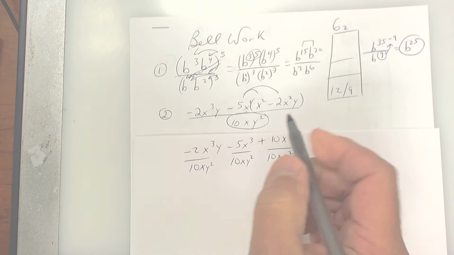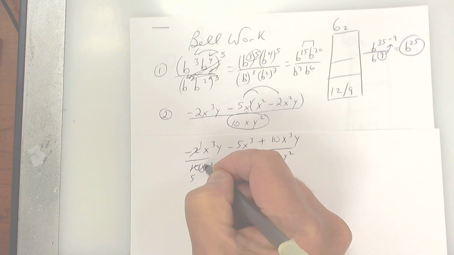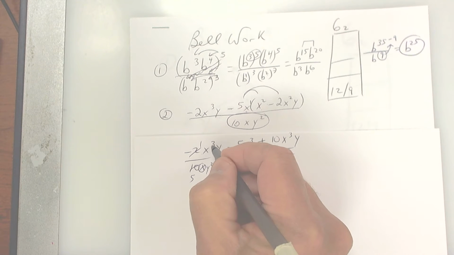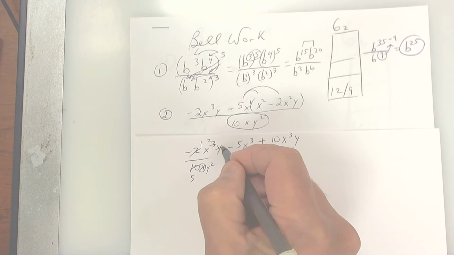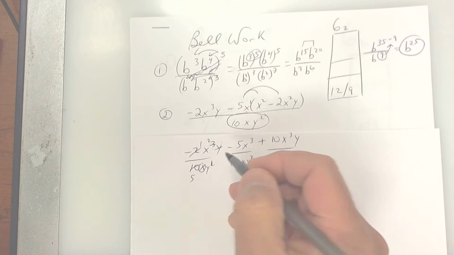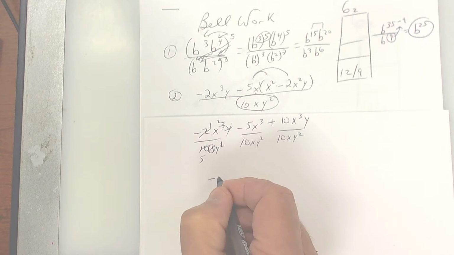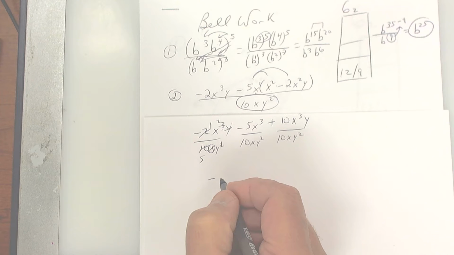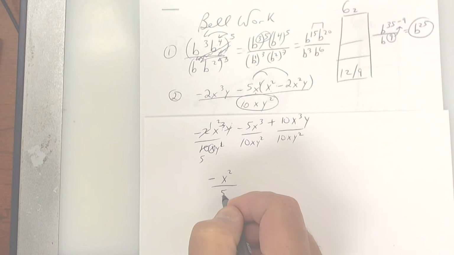And now you're going to reduce. 2 goes into 2 once, 2 goes into that 5. This x cancels with one of these, leaving you with x squared. This one, the y cancels, leaving you with y to the 1st power. So let me see if I can get that out of there. So that's going to be a negative 1, which you don't need, and then x squared over 5y.